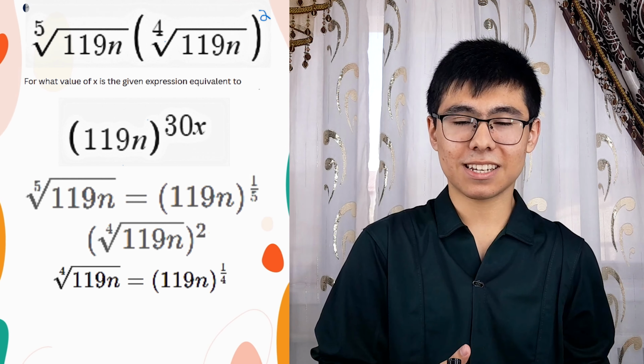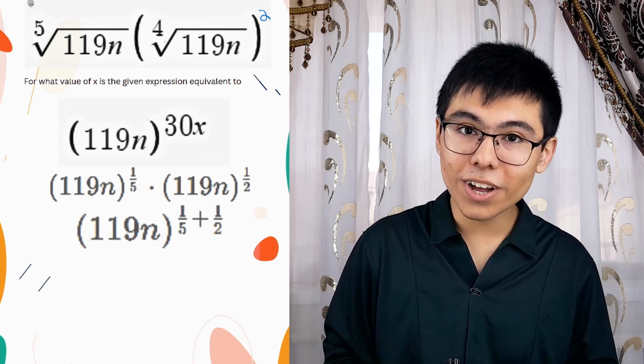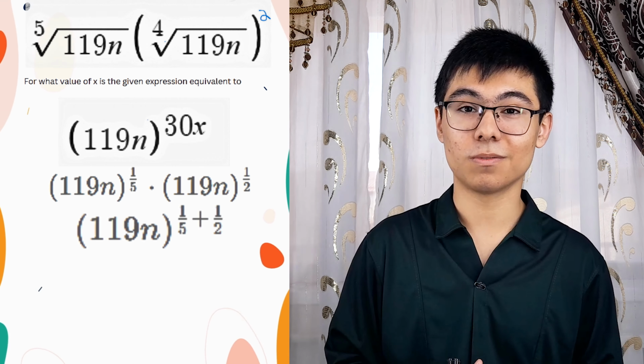So you rewrite 119n to the power of 1 over 5 multiplied by 119n to the power of 1 over 2. You remember that when multiplying terms with the same base, you can just add the exponents. But what does that give you here? 119n to the power of 1 over 5 plus 1 over 2.